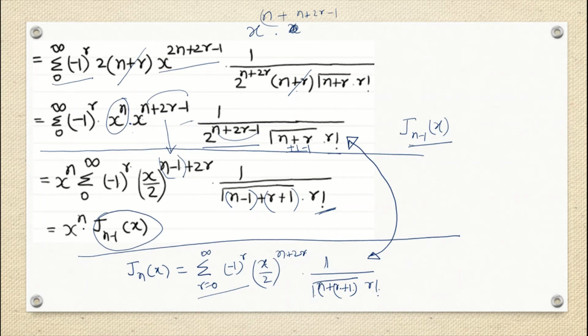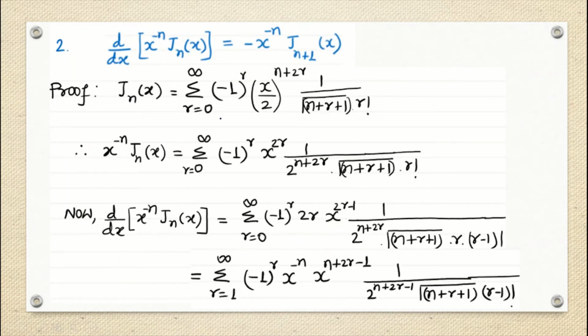So we are done with this proof. On the right hand side we have got x raised to n Jn minus 1 x. Okay, so now we can say that we have proved it. Now the second derivation.